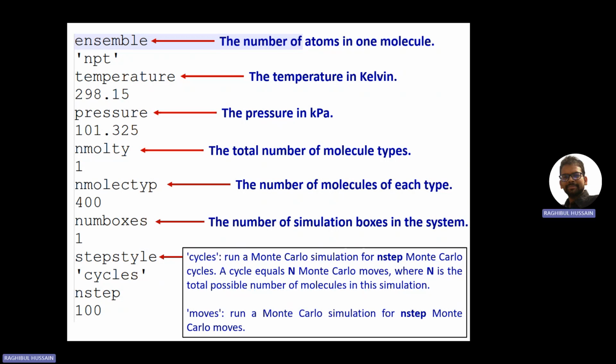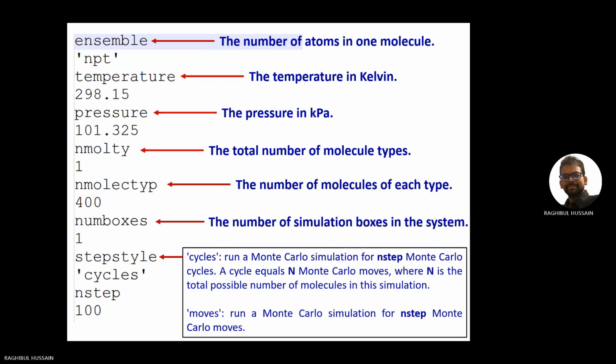Ensemble, temperature, pressure, molecule type, number, boxes, cycle, and this one. Oh, this is the format of this. This thing. Yes, you have to follow this format as what is written. This is how Towhee recognizes this type of format.